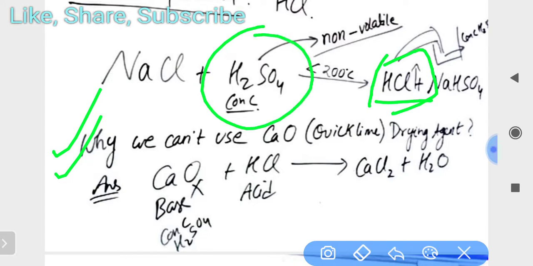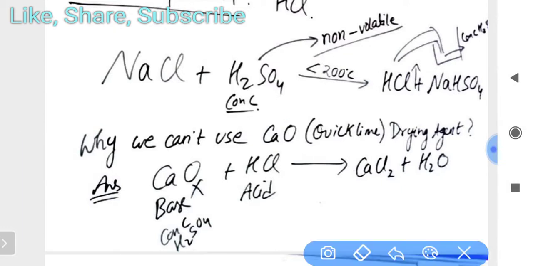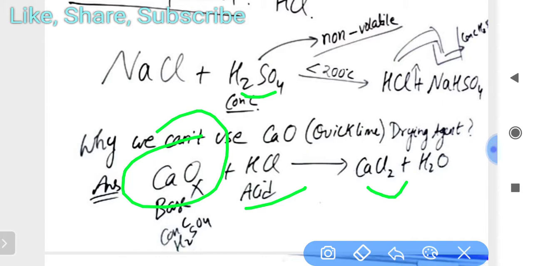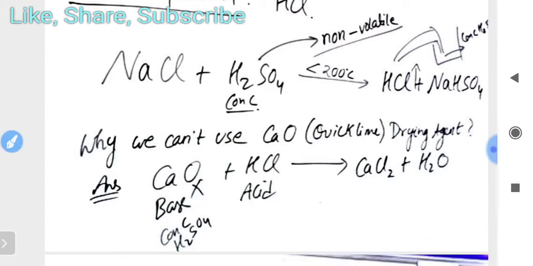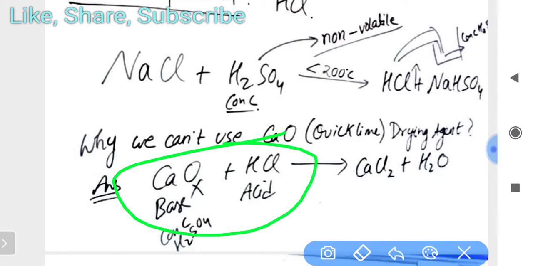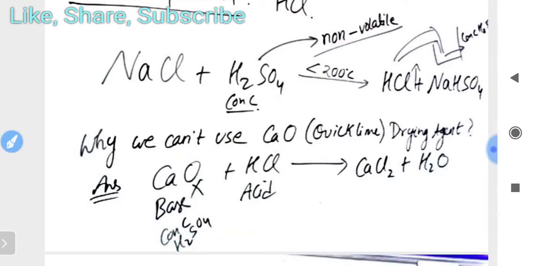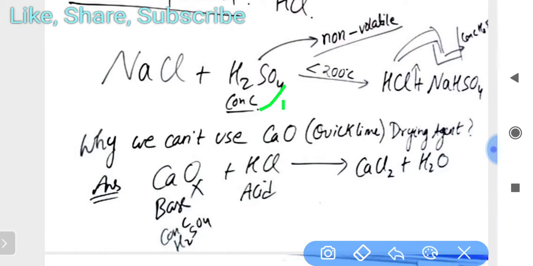Sometimes the question is also asked, so you can blindly write that H2SO4 is a drying agent. The question asks why we use H2SO4 as a drying agent and why we are not using CaO, because CaO, you know, is a base. When it reacts with an acid it neutralizes it, and salt and water are formed here. So that's why they react with each other and neutralize each other. That's why we are not using CaO. But H2SO4 and HCl, you know, are both acids and do not react with each other.